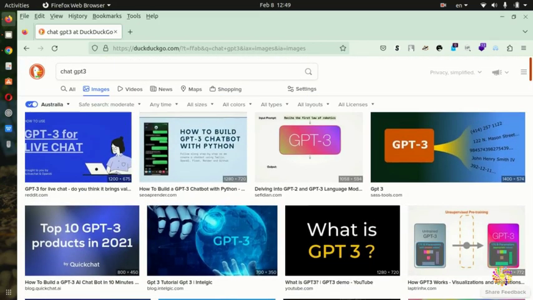Why I'm talking about artificial intelligence: as you're going to see in all these photos here, it says GPT-3 for live chat, how to build a GPT-3 chatbot with Python. So they're using Python. Why are they using Python to build GPT-3? Because GPT-3 is built on NLP, natural language processing, which is a Python library for machine learning or artificial intelligence. And GPT-3 is completely written in Python.